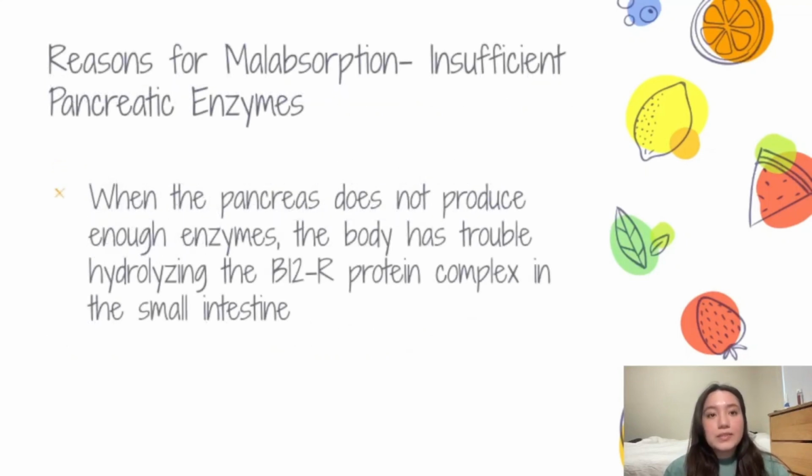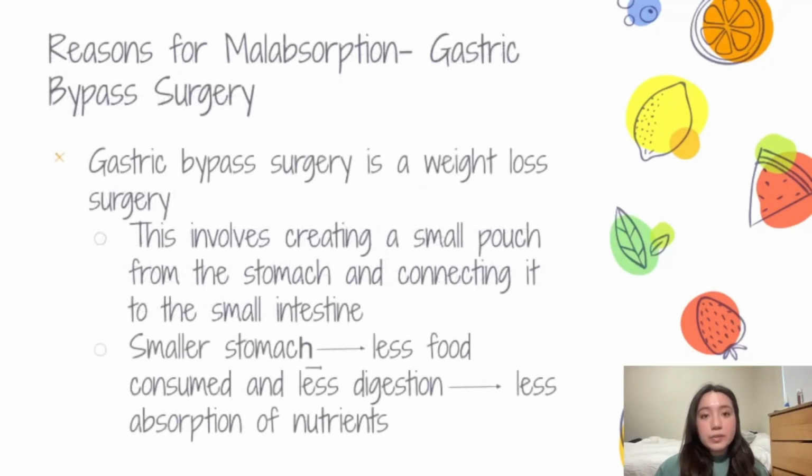Another reason could be insufficient pancreatic enzymes. So when the pancreas does not produce enough enzymes, the body has trouble hydrolyzing the B12-R protein complex in the small intestine. Another reason for malabsorption is gastric bypass surgery.